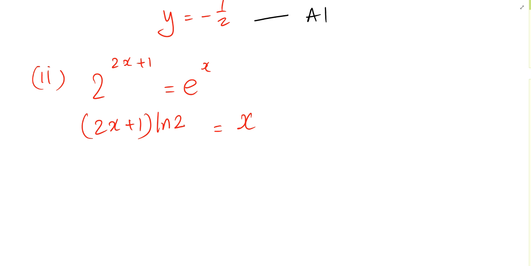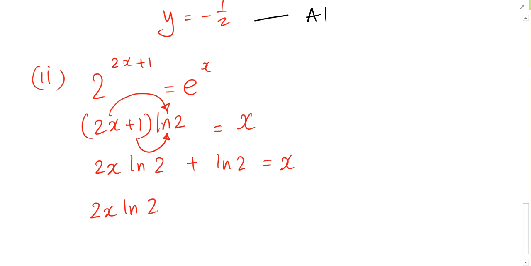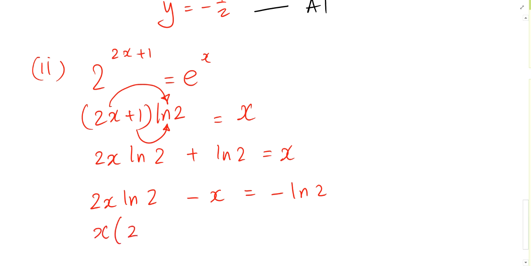So now I'm going to expand. 2x ln 2 plus ln 2 equals x. Correct? Make x the subject. That's how I expand it. Next, 2x ln 2 minus x equals negative ln 2. Right? What should we do next? Factorize. Take x out. x times (2 ln 2 minus 1) equals negative ln 2.